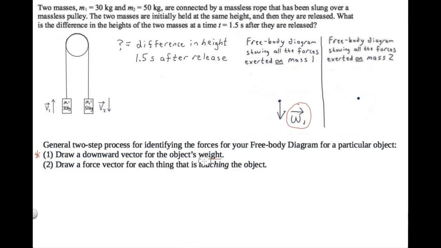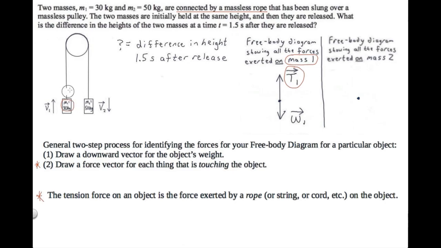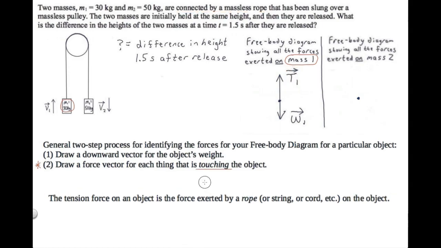We begin by drawing the weight force on mass 1. To complete the free body diagram for mass 1, we ask what is touching mass 1. Mass 1 is being touched by the rope, which exerts a tension force on mass 1. Are there any other forces on mass 1? Well, ask yourself, is there anything else that is touching mass 1 besides the rope? No, nothing else is touching mass 1, so there are no other forces on mass 1.